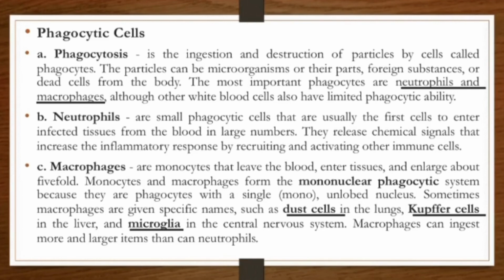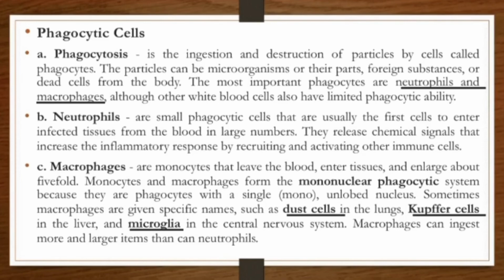Neutrophils are small phagocytic cells that are usually the first cells to enter infected tissues from the blood in large numbers. They release chemical signals that increase the inflammatory response by recruiting and activating other immune cells. Neutrophils often die after phagocytizing a single microorganism. Pus is an accumulation of fluid, dead neutrophils, and other cells at the site of infection. Macrophages are monocytes that leave the blood, enter tissues, and enlarge about fivefold.